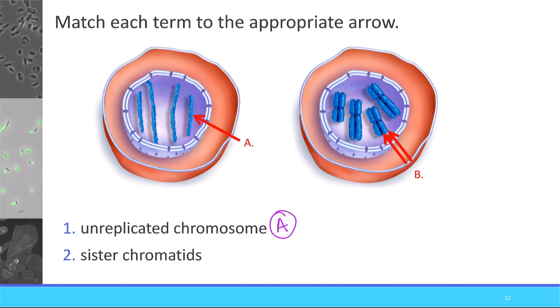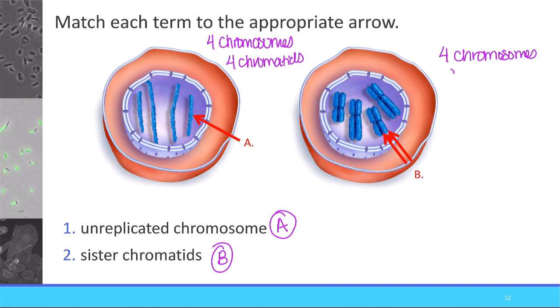So 1 is A, whereas if we look at B, we see that X shape that many people think of when they think about a chromosome. So there we have 2 sister chromatids and 1 chromosome. So this would be B. And we can actually go ahead and add those labels. On the left cell, we have 4 chromosomes and 4 chromatids. On the right, after replication, we have 4 chromosomes and 8 chromatids.